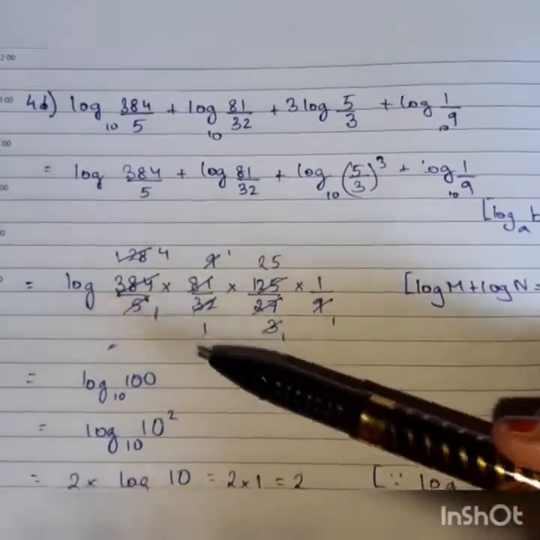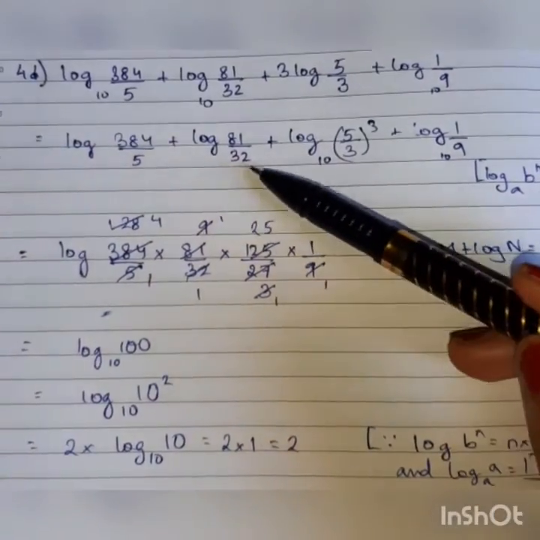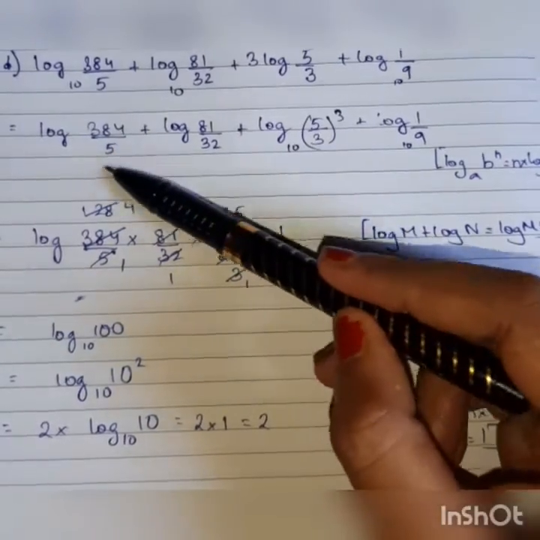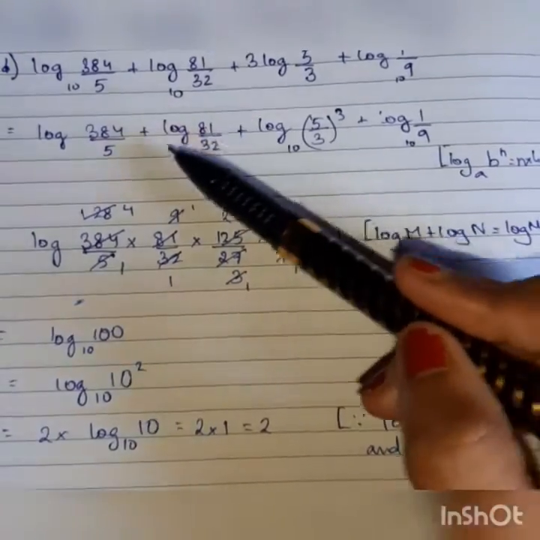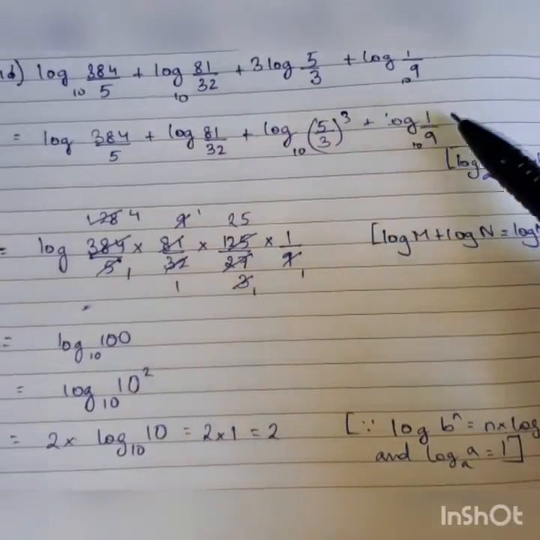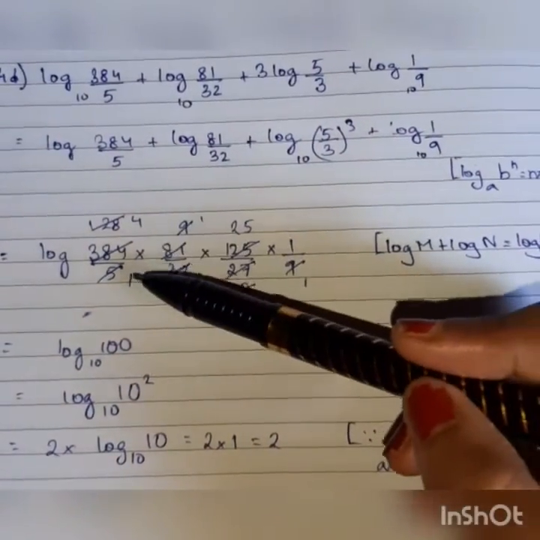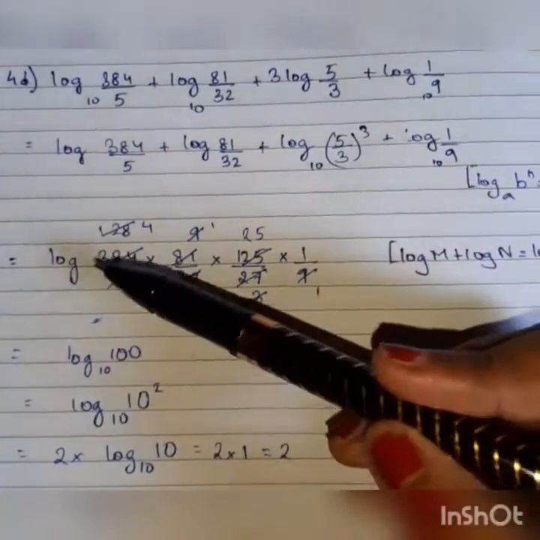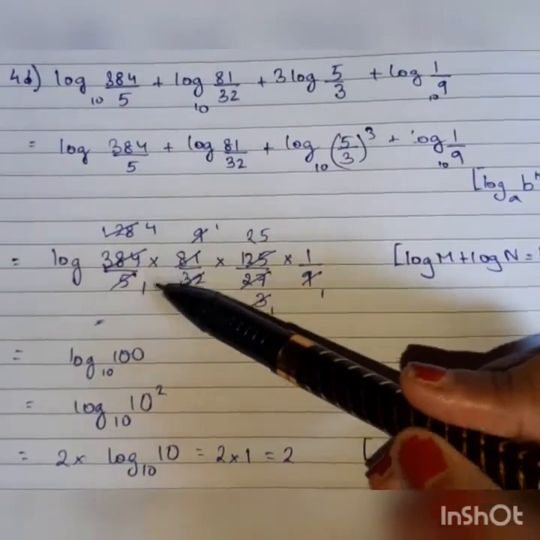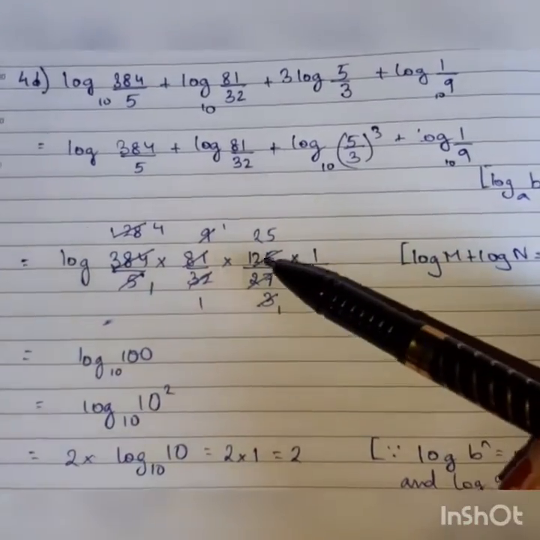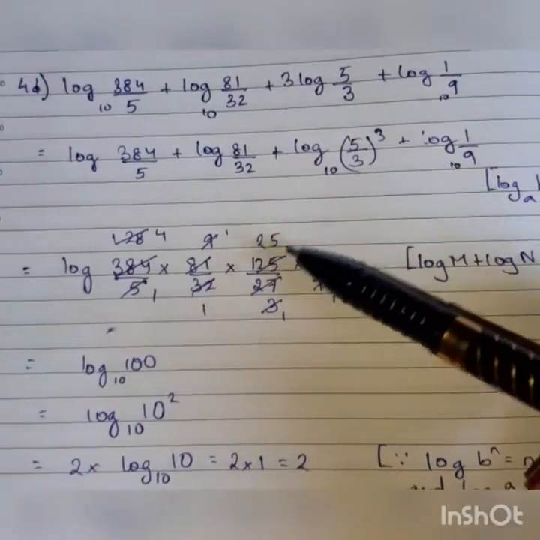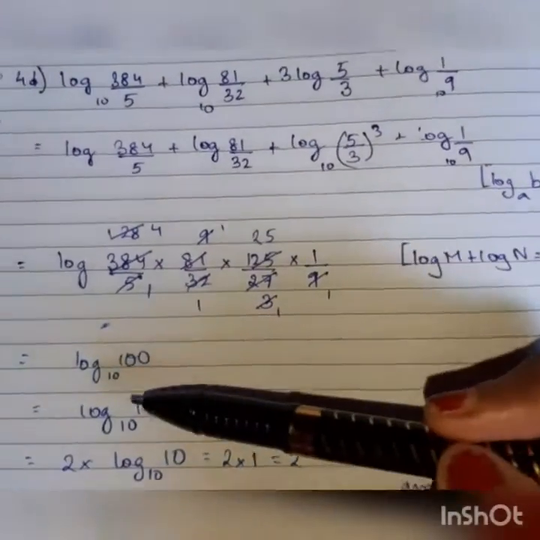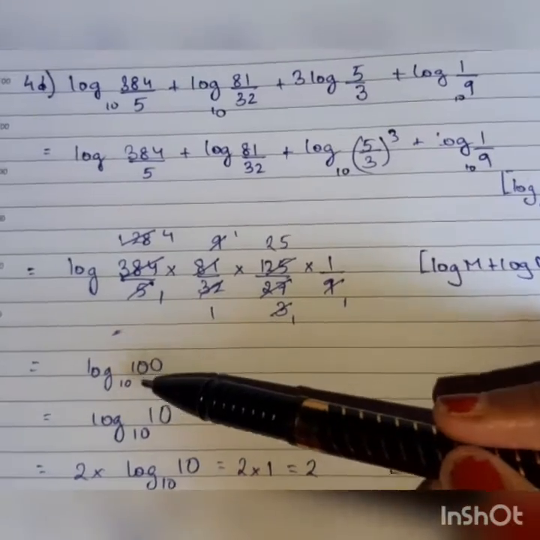So next we are using the formula log m plus log n is equals to log m into n. This total is taken as m, and this suppose m1, m2, m3, m4 like that. So all will be in the product form and the plus sign will be removed and there will be only one log. So we are having log 384 by 5 into 81 by 32 into 5 cube is 125 by 27, 3 cube, into 1 by 9. So if we cancel, you will have log 100 to the base 10.